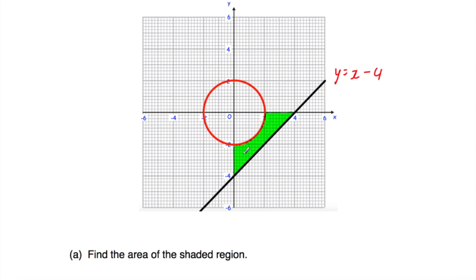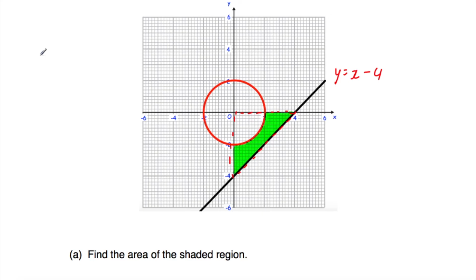So if we want to find the area of this shaded region, what I'm going to do is work out the area of this whole triangle, this triangle here that I'm showing using these little dashes. Then we find the area of this quarter circle. If we take the area of the quarter circle away from the whole area of the triangle, what's left would be this shaded region, this green region here.